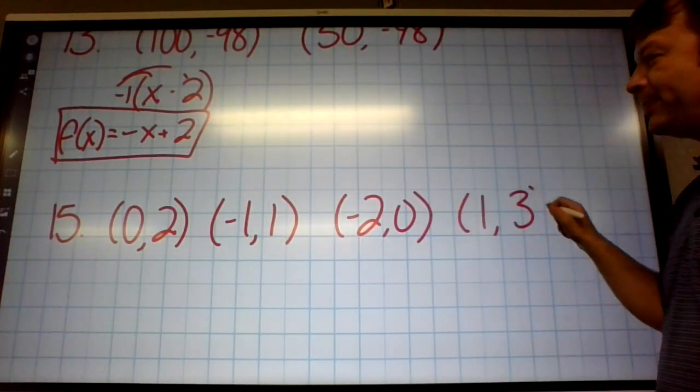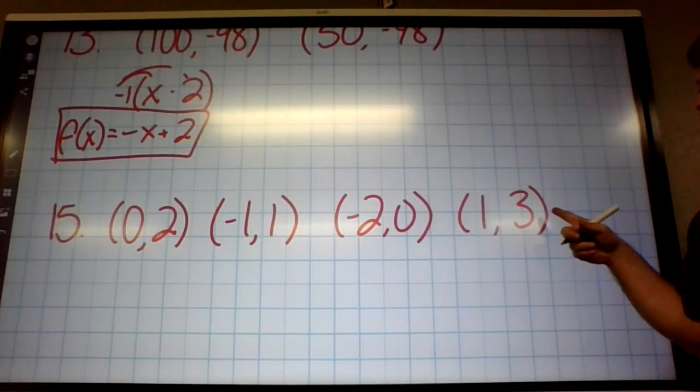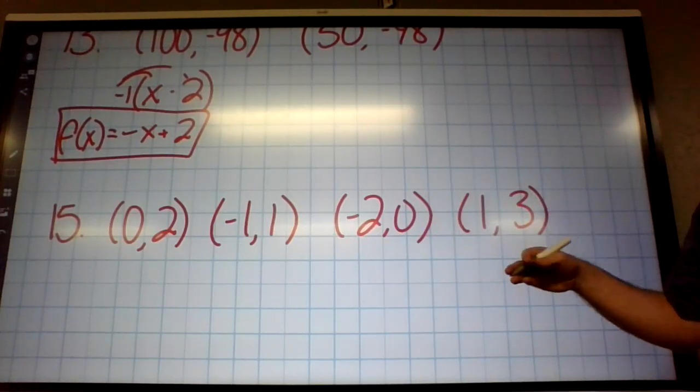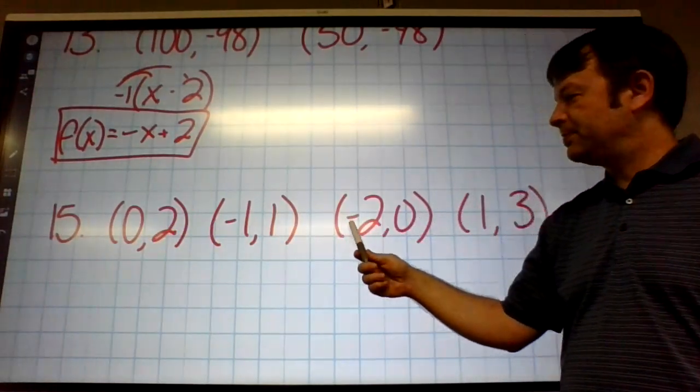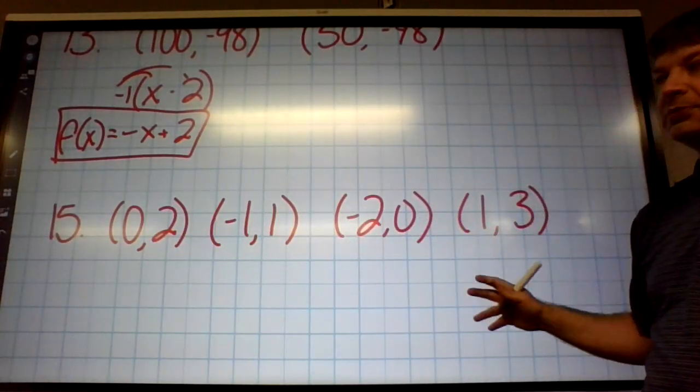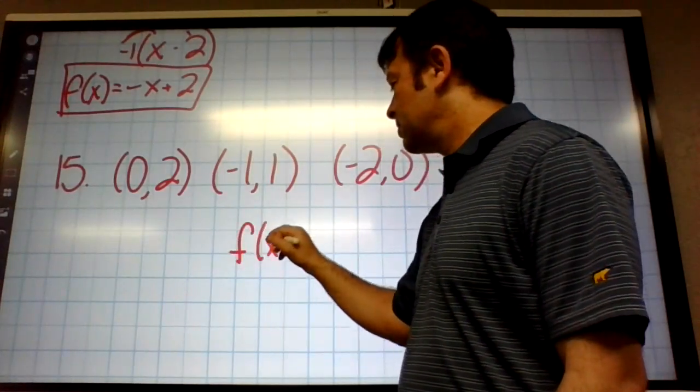You guys see the pattern? Yes, it's plus 2, because it's going just up. Plus 2, plus 2, plus 2. Oh yeah, f of x equals x plus 2.